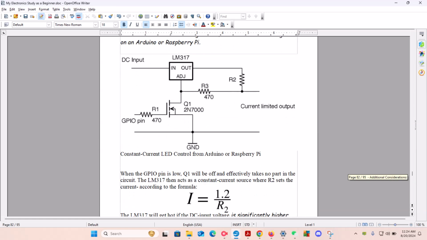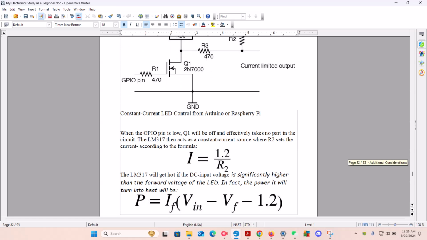Now, let's move on to talk about this. When the GPIO pin is low, Q1 will be off. So you have off and on. This is a switch here. So Q1 will be off and effectively takes part in the circuit. The LM317, which is this IC right here, we have in and out. Okay, so it'll take part in the circuit.